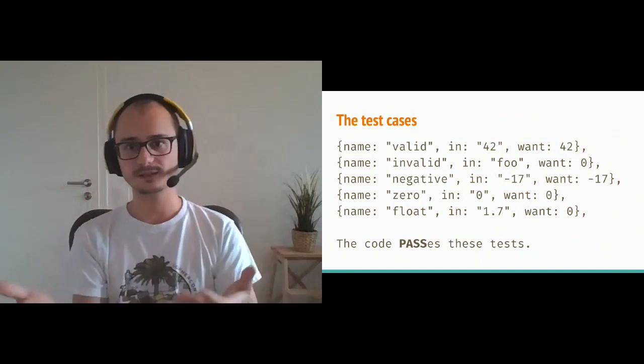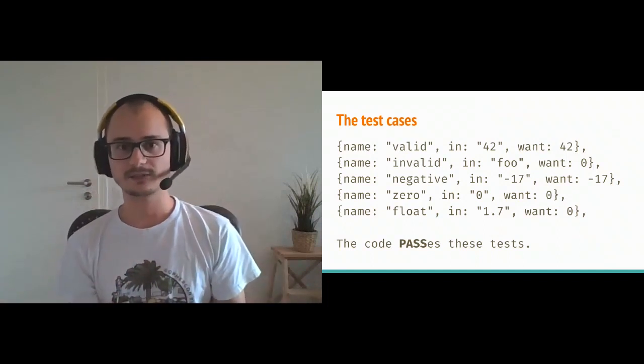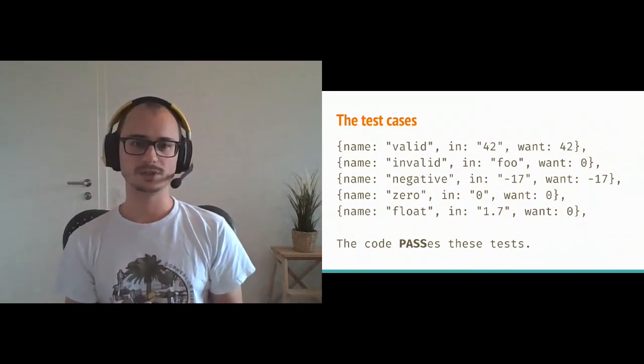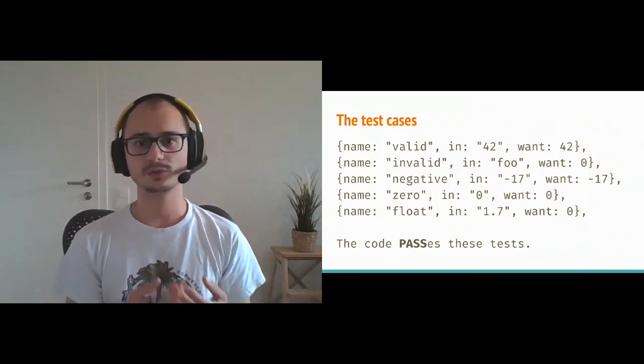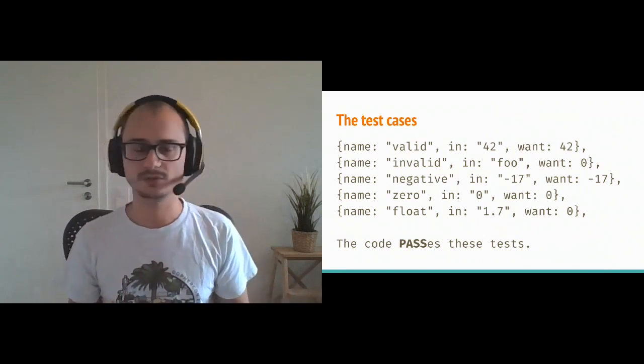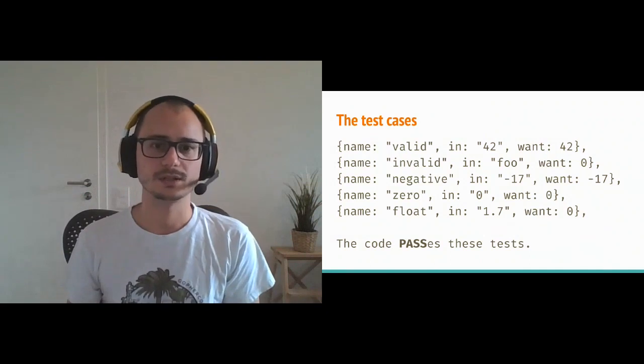You write a passing test, you write some invalid stuff like passing a string, you try with negative numbers, and you also try with a float, because you're parsing integers and you want to be sure that a float does not get approximated a la JavaScript if you try to parse it.